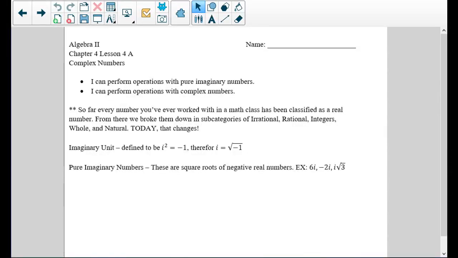All right, chapter 4, lesson 4, first part, part A. Complex numbers. Okay, so performing operations with imaginary numbers.